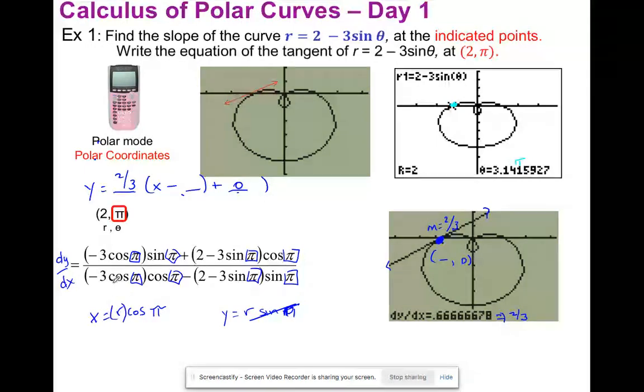But my r is 2 minus 3 sine theta, which for me is pi, times cosine of pi. This goes away because sine of pi is 0, so I have 2 times -1, which is -2. So -2 goes there, and that is the equation, I have parentheses there, of the tangent line, dy dx. Y is equal to 2/3 x plus 2.